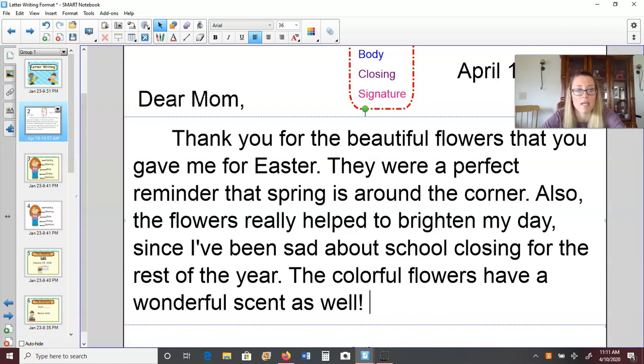So I've got my date, the heading, and then Dear Mom, thank you for the beautiful flowers that you gave me for Easter. They were a perfect reminder that spring is around the corner. Also, the flowers really helped to brighten my day since I've been sad about school closing for the rest of the year. The colorful flowers have a wonderful scent as well.